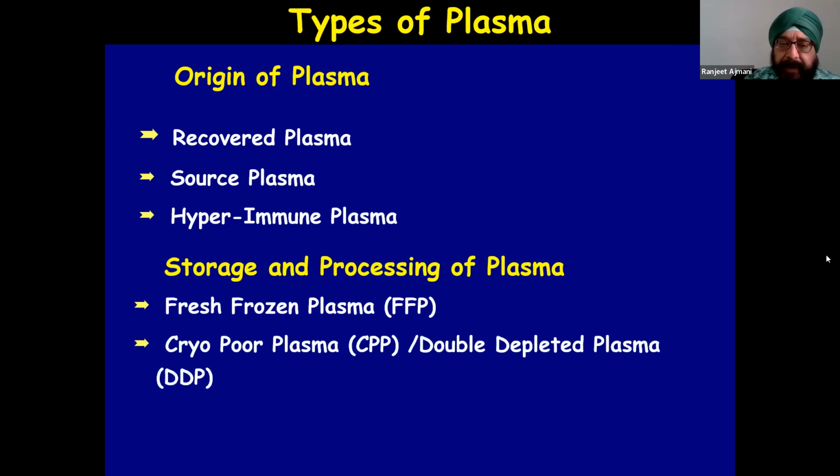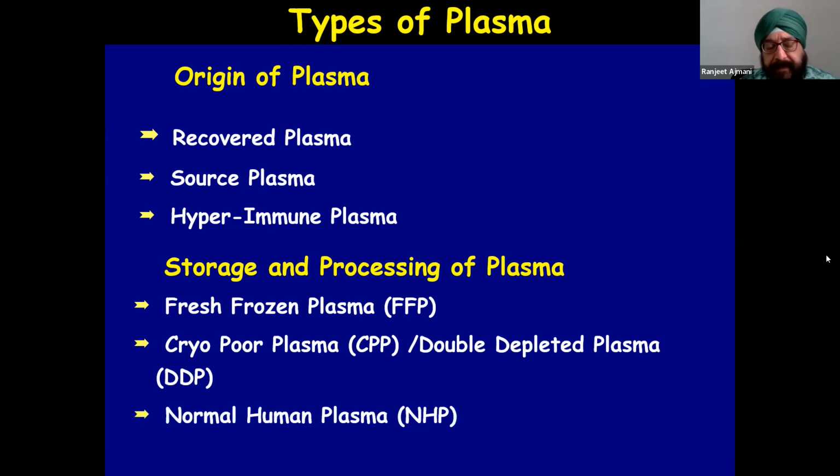From this plasma, if you extract out cryoprecipitate, it is called cryo-poor plasma or double depleted plasma. Then there's normal human plasma. When the blood is componentized and the plasma is prepared and stored within 24 hours, this is called normal human plasma. And this is not a very rich source of factor VIII because within that time frame, the factor VIII depletion happens and you will not be able to make good factor VIII. So these are two different types of plasma, which I explained.